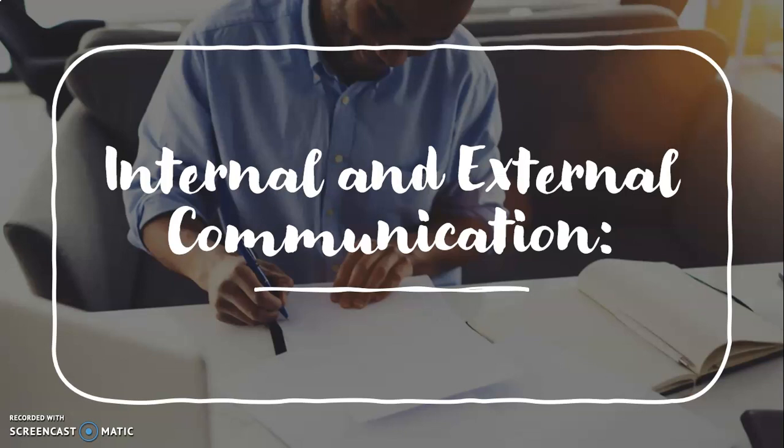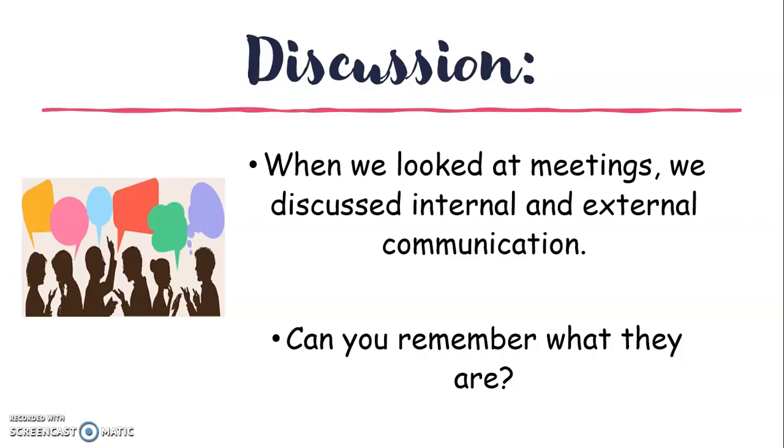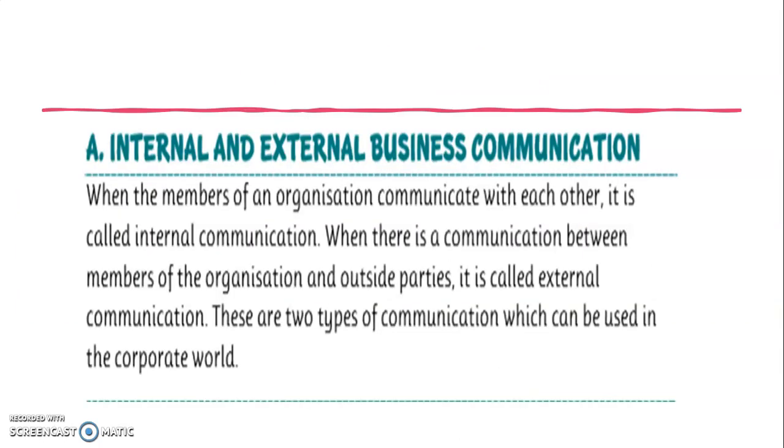So, internal and external communication. Can you remember what that is? So you can pause the video here while you think about that. But I'm just going to move on. So, when we looked at meetings, we discussed internal and external communication. Can you remember what they are? Well, when the members of an organization communicate with each other, it is called internal communication. And when there is a communication between members of the organization and outside parties, it is called external communication. These are two types of communication which can be used in the corporate world.